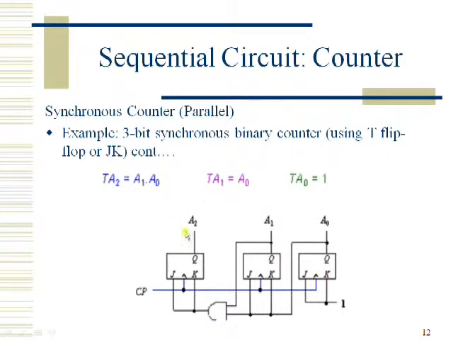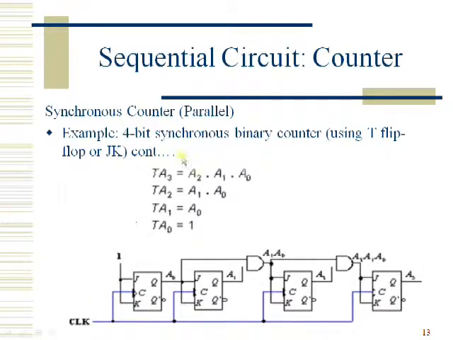Okay, so A2 is the MSB, now A0 is the LSB. In this way we are going to design a 3-bit synchronous counter. Now let us see the 4-bit synchronous counter, which is again similar. Plotting the state diagram and then the functional table.